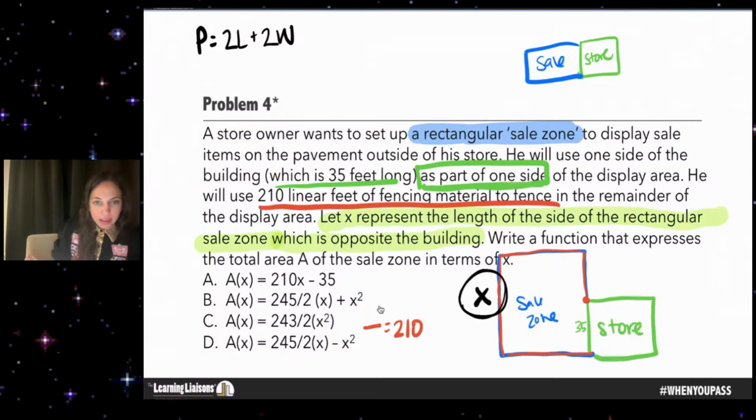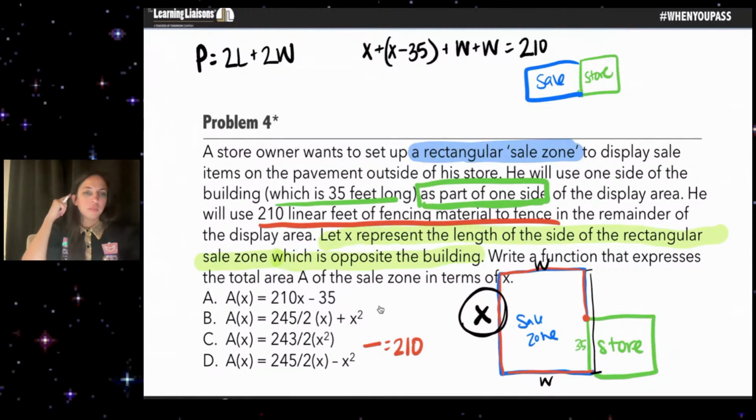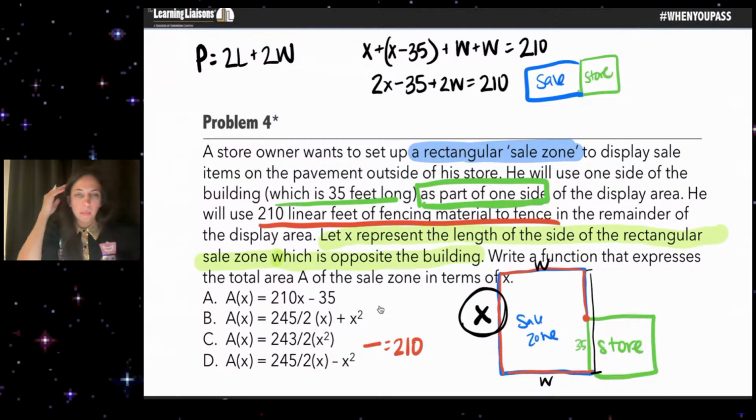So if this is X, then this side is going to be X minus 35. Agree? So X plus X minus 35 plus, and let's say this is W and this is W, W plus W all has to equal 210. Agree? So now I have 2x minus 35 plus W plus 2W really equals 210. Agree?